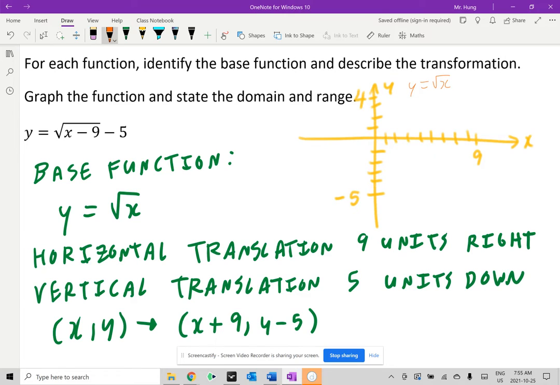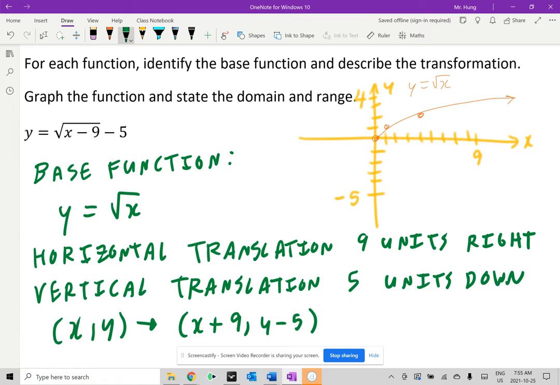And really, if you think about x equals 0, y is going to be 0. If you think about x equals 1, then the square root of 1 is going to be 1. If you think about x equals 4, the square root of 4 is going to be 2, and so on. So roughly speaking, that is the basic function.